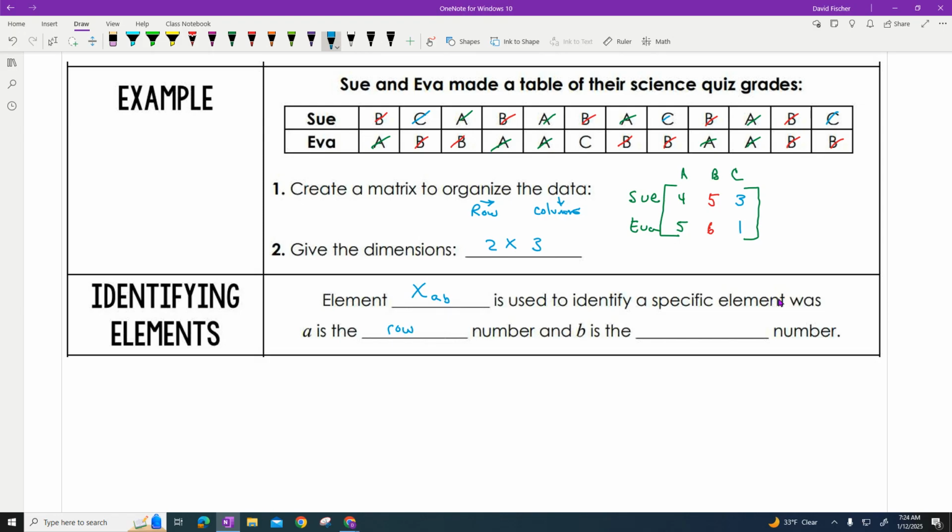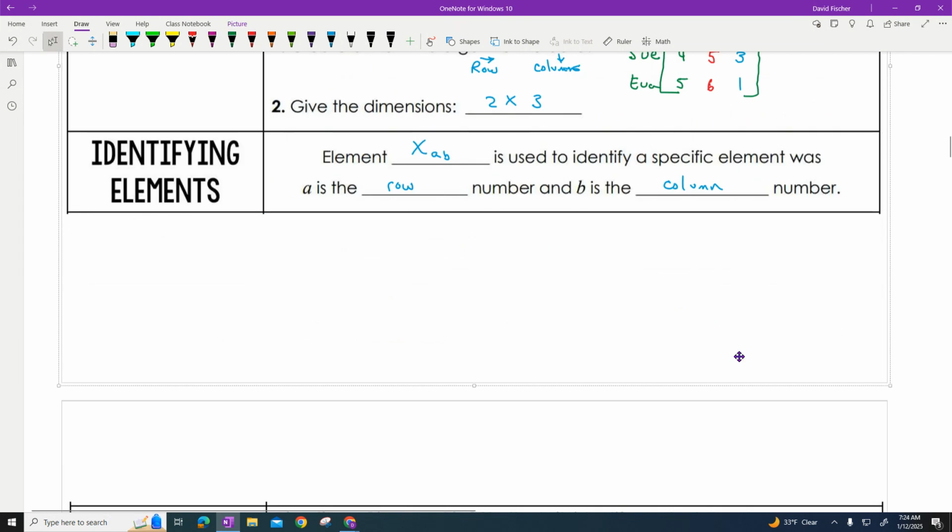And then what is the B? The B is going to be the column. Okay. Let's go and try a couple here, and I'll show you the example. But this is called a sub number down here, okay? All right, so let's go do one.